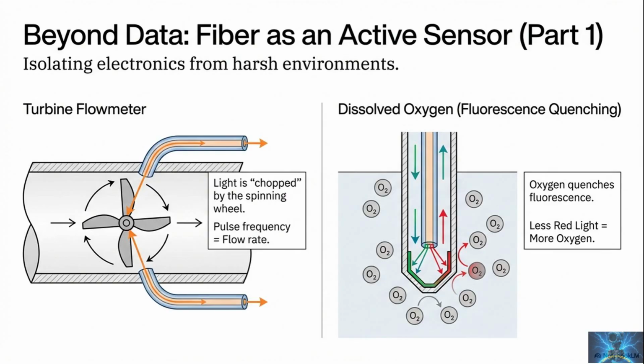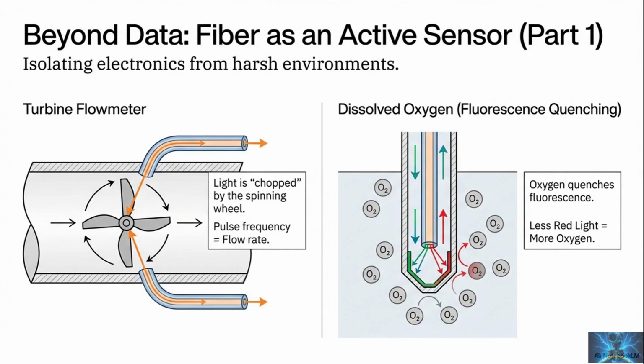Beyond data. Fiber as an active sensor, Part 1. Fiber is not only a data highway, it can also be part of the measurement itself. One example is isolating electronics from harsh environments. You can keep sensitive electronics away from heat, vibration, and electrical noise while still carrying a clean signal. A turbine flow meter can chop a light beam as the wheel spins. The pulse frequency corresponds to flow rate, and the optical sensing can be isolated from electrical interference.